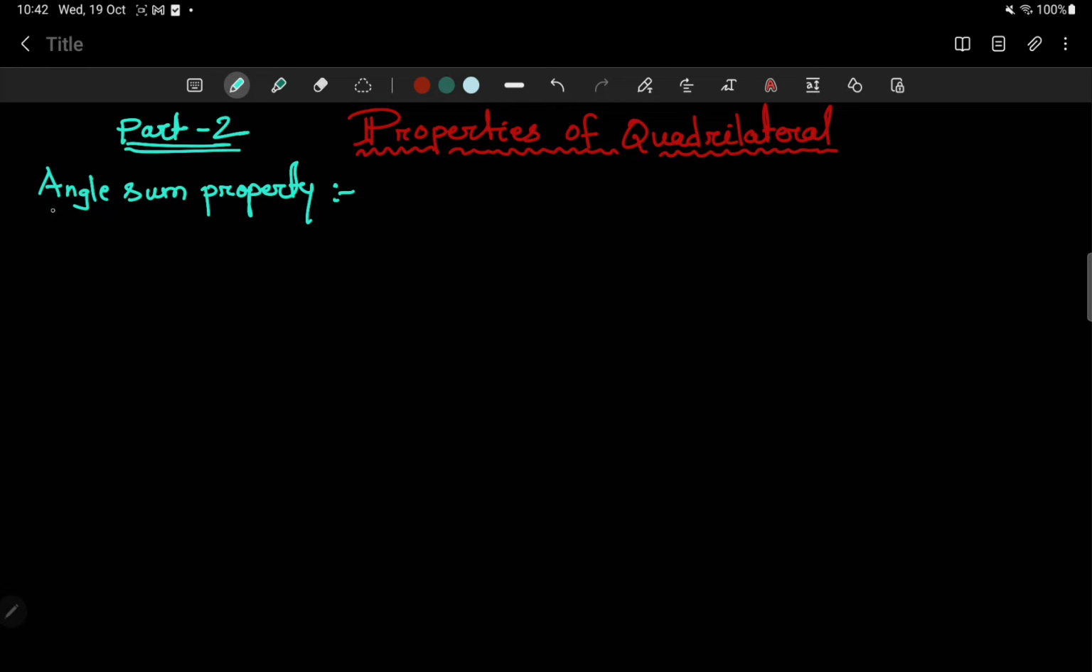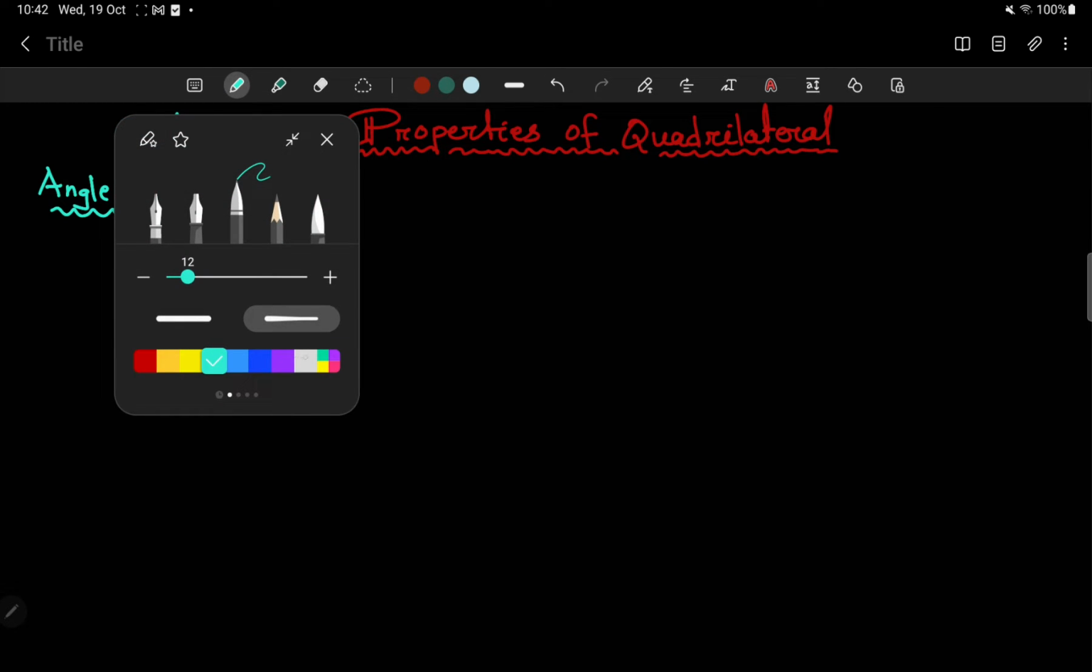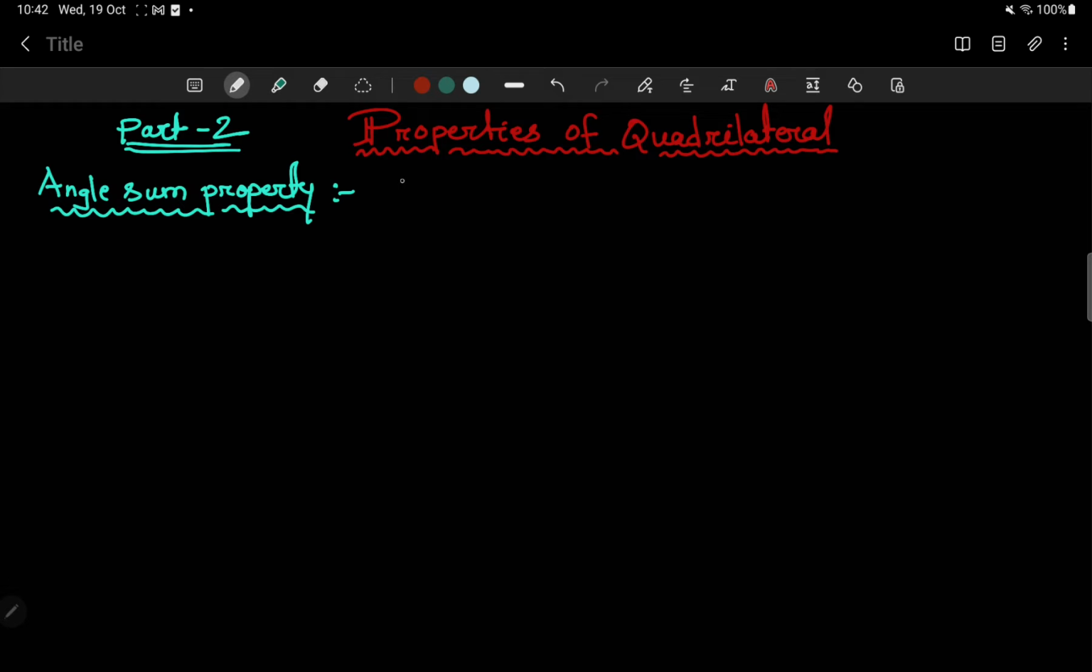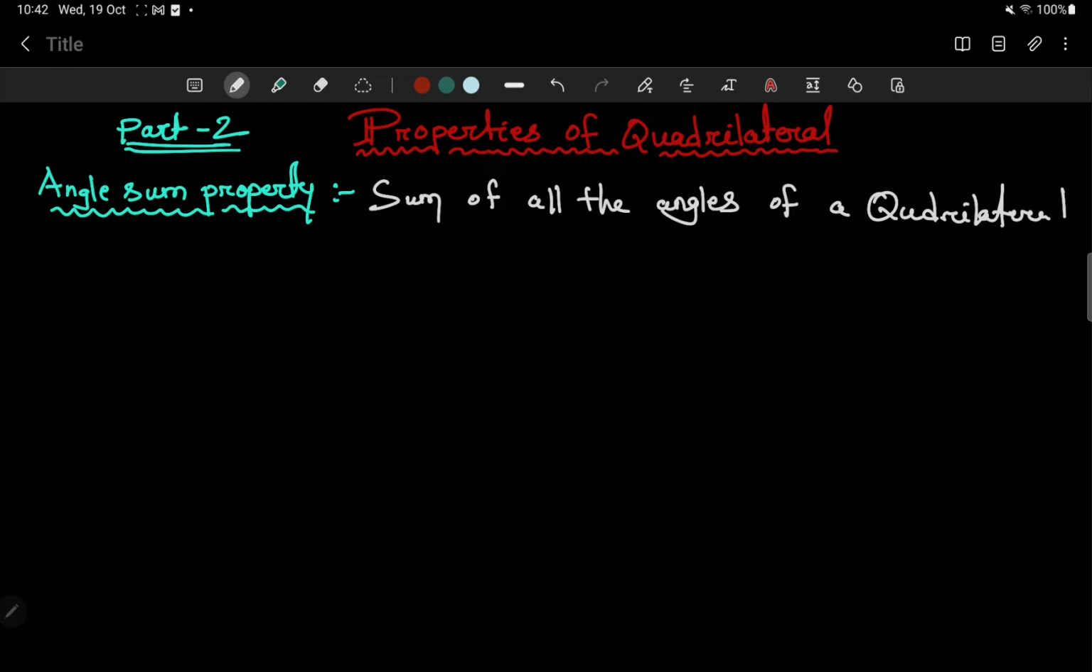We already know about that. The sum of all the angles of a quadrilateral is 360 degree. Okay, so we can prove that as well.